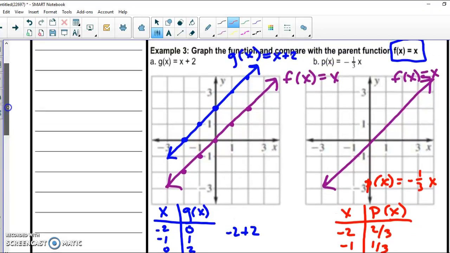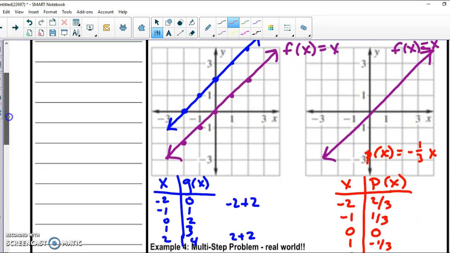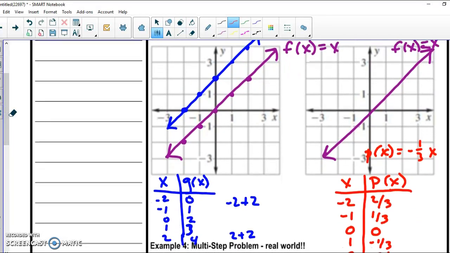So let's look at graphing this in comparison to my parent function. So my first point is -2, so I'm going to go left 2, and then I'm going to go up, rather, 2/3.